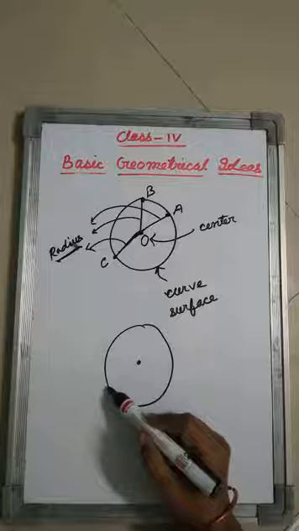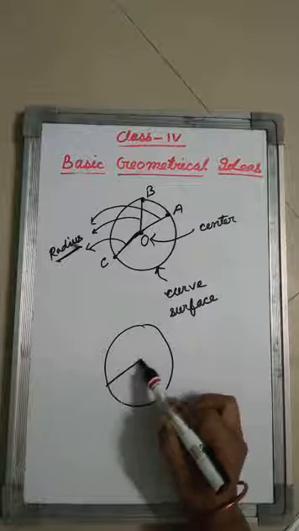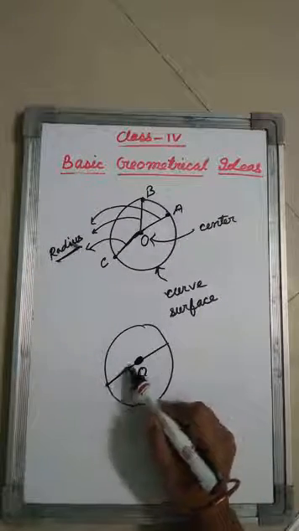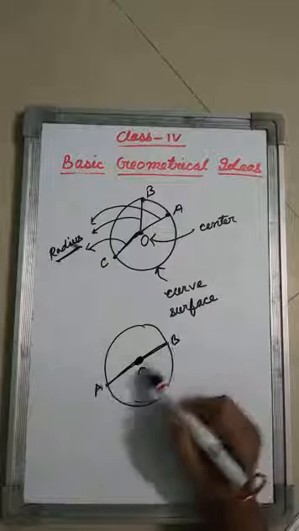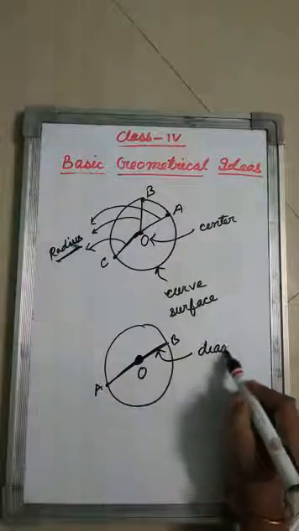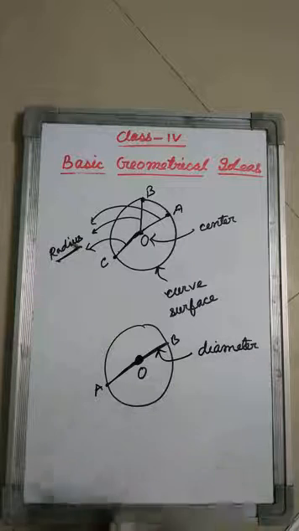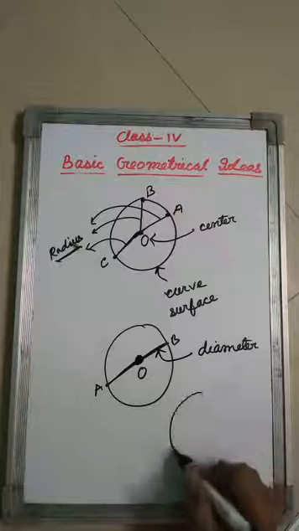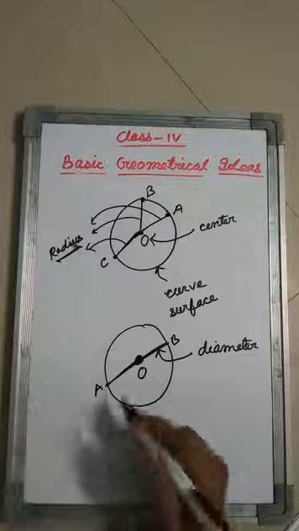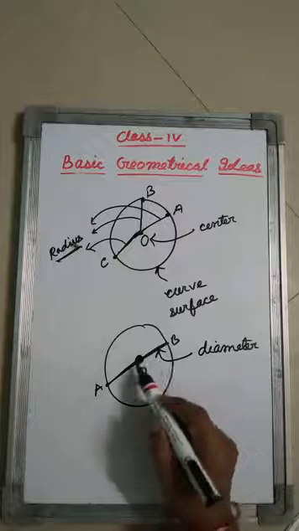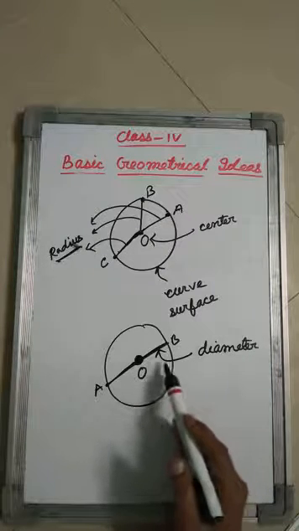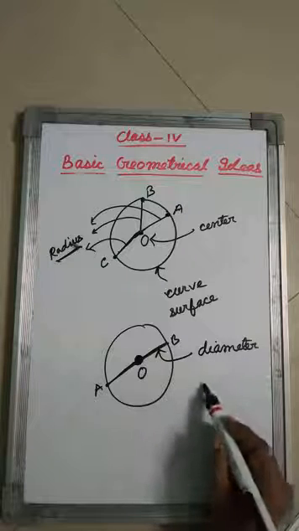In a circle, if we join two points and the line goes through the center, suppose this is our center, and I am joining these two points A and B, and the line goes through the center, then it is called a diameter. So diameter is what? If I join two points and the line goes through the center of the circle, then that is the diameter.